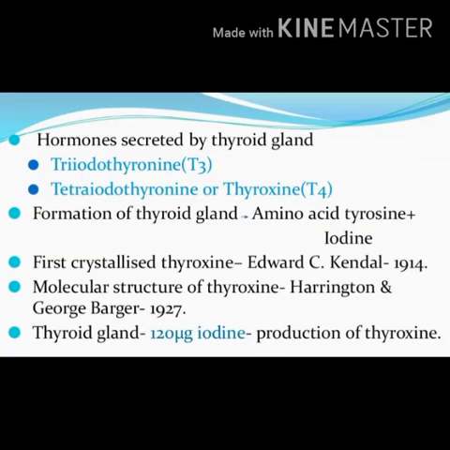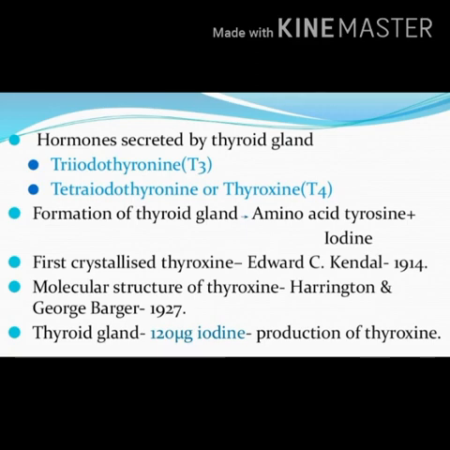We know that all glands secrete hormones. Here the thyroid gland secretes hormones like triiodothyronine and tetraiodothyronine. Triiodo, here tri means 3, and it is denoted as T3. Tetraiodothyronine, tetra means 4, so it is denoted as T4. This tetraiodothyronine is also known as thyroxine. For the formation of thyroid hormone, it needs the amino acid tyrosine and iodine. So the amino acid tyrosine and iodine together form the thyroid hormone.